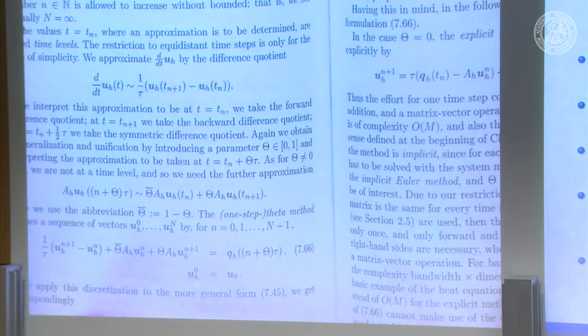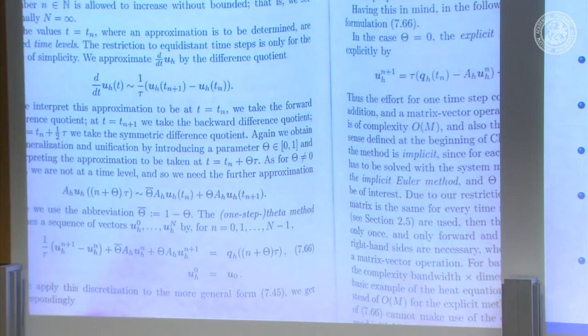We could say t is equal to t_n. Then we would interpret this difference quotient as a forward difference quotient. We could also say t is t_{n+1}. Then we would interpret it as a backward difference quotient. We remember, hopefully, that in terms of consistency, there is no difference between forward and backward difference quotients. In both cases it would be a consistency of order capital O of tau.